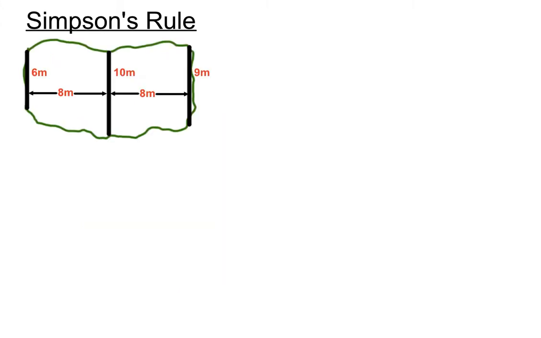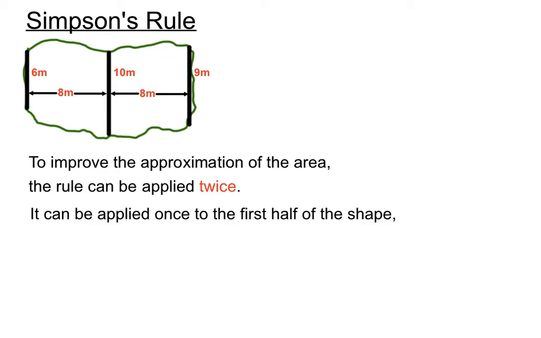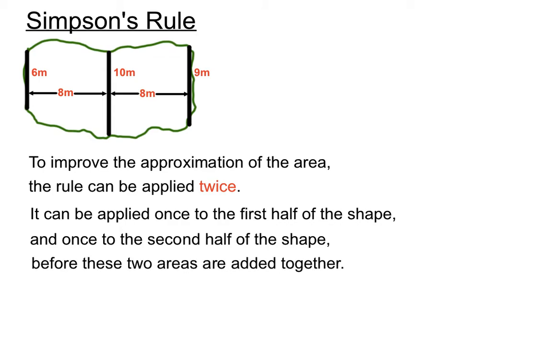Alright, now that's us taking measurements, breaking this irregular shape into 2 strips. It would be more accurate, we must admit. To improve the approximation of this area, we can take more strips. The rule can be applied twice or even more than that. If we apply it twice, we can apply the rule once to the first half of the shape and again to the second half of the shape and take a few more measurements, and that will help us with our accuracy before we add these two areas together.